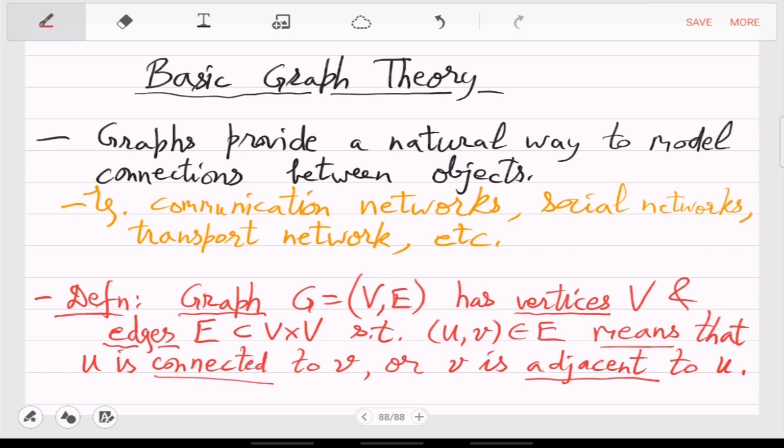Sometimes the order is actually important. So u is connected to v, I want to draw the arrow from u to v. We will sometimes also use V of G or E of G. That will just mean give me the vertex set of a graph and give me the edge set of the graph.